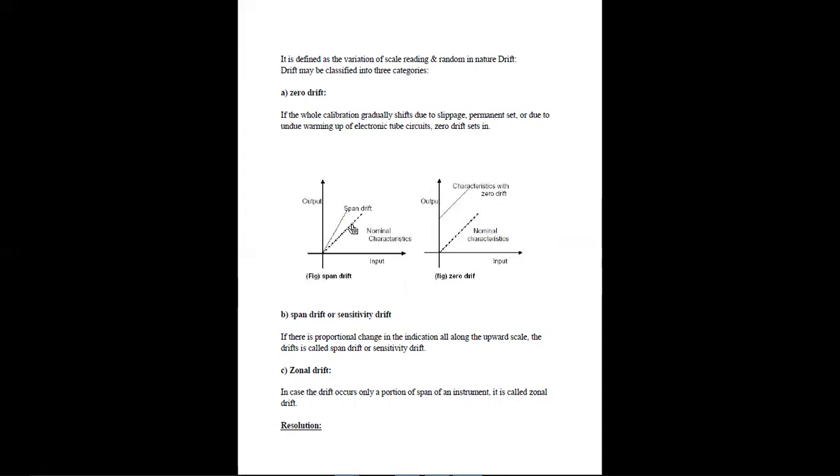This is your span drift. If there is a proportional change in the indication all along the upward scale, the drift is called span drift. It means that as the input changes, the span changes accordingly. This is called span drift. And the zonal drift occurs only in a portion of the span of an instrument. It is called zonal drift.